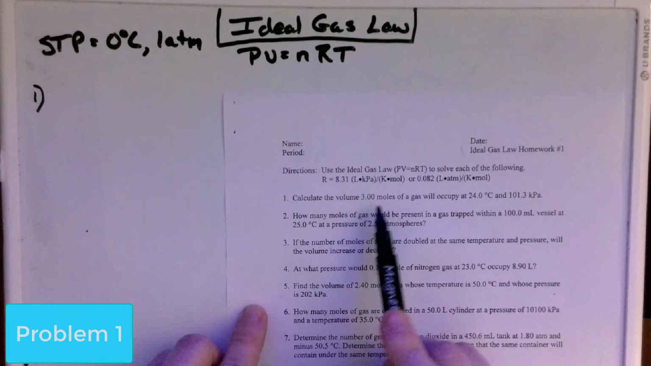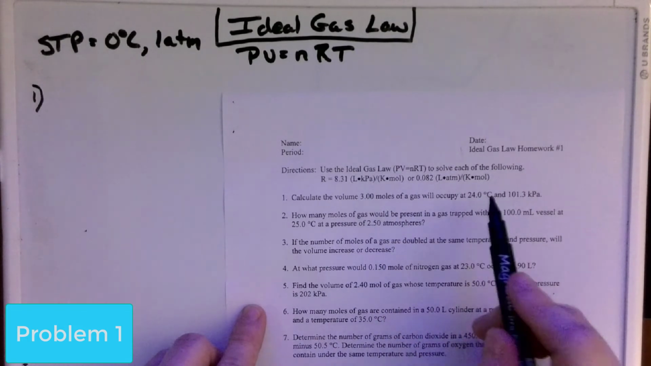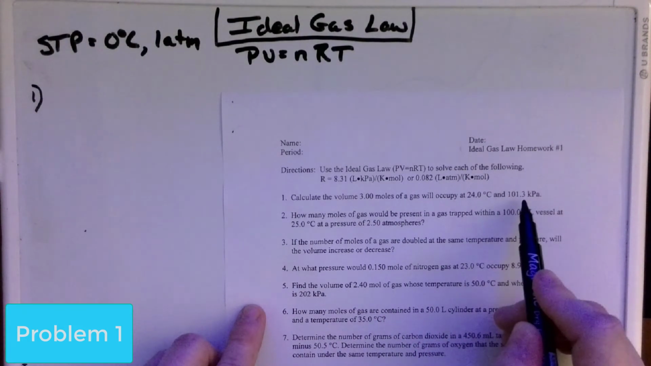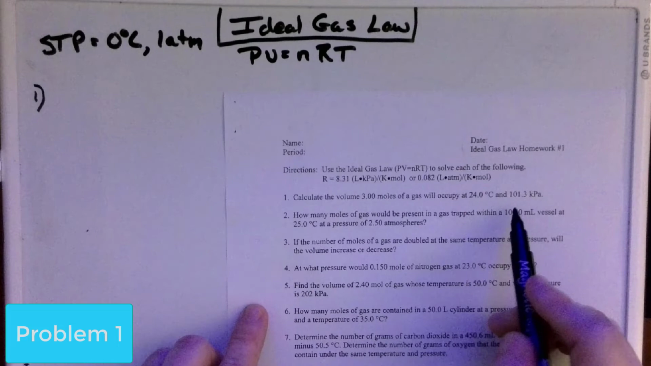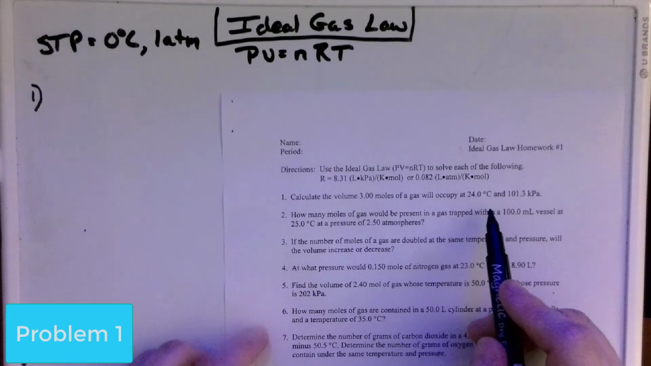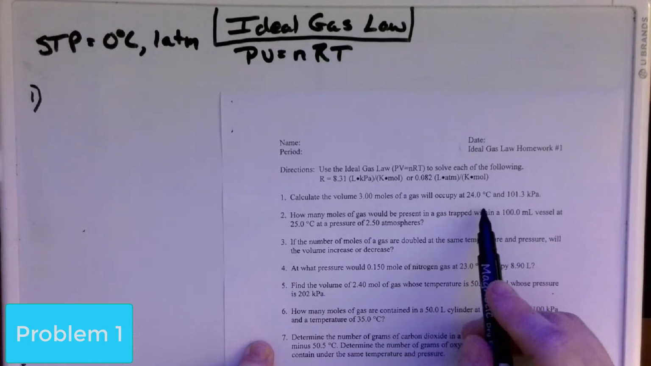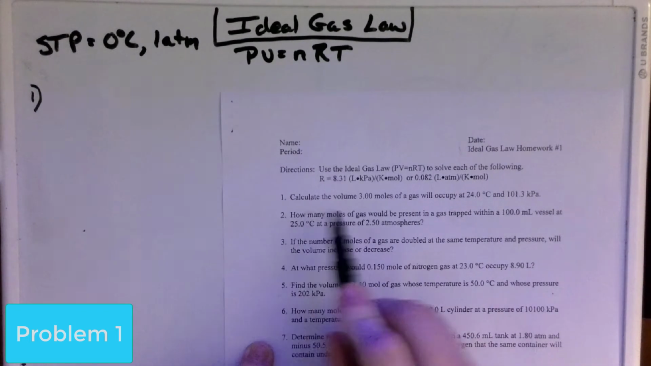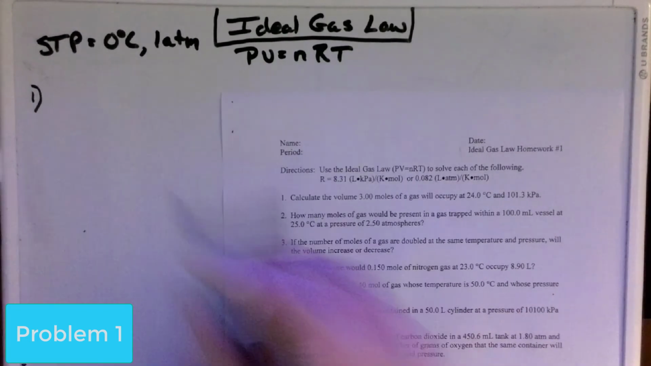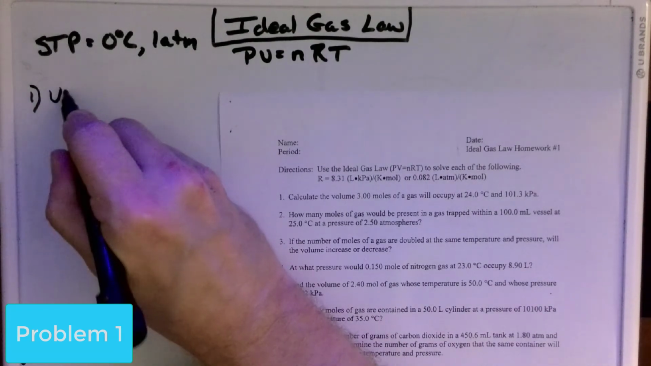Calculate the volume 3 moles of gas will occupy at 24 degrees Celsius and 101.3 kilopascals. I teach my freshmen to identify all the units and write them down so they know what they have, making sure the units that are given are appropriate. So going through this, it says calculate volume. Well, that sounds to me like we don't know what the volume will be.